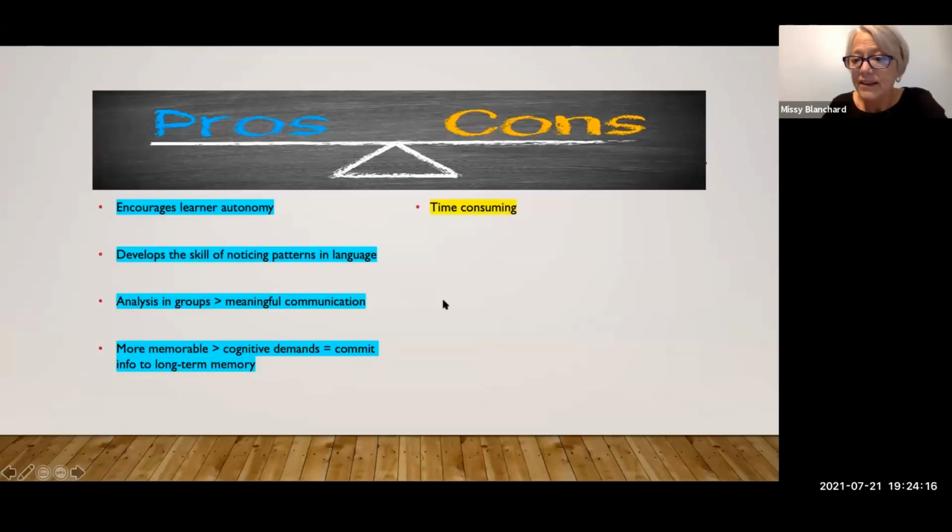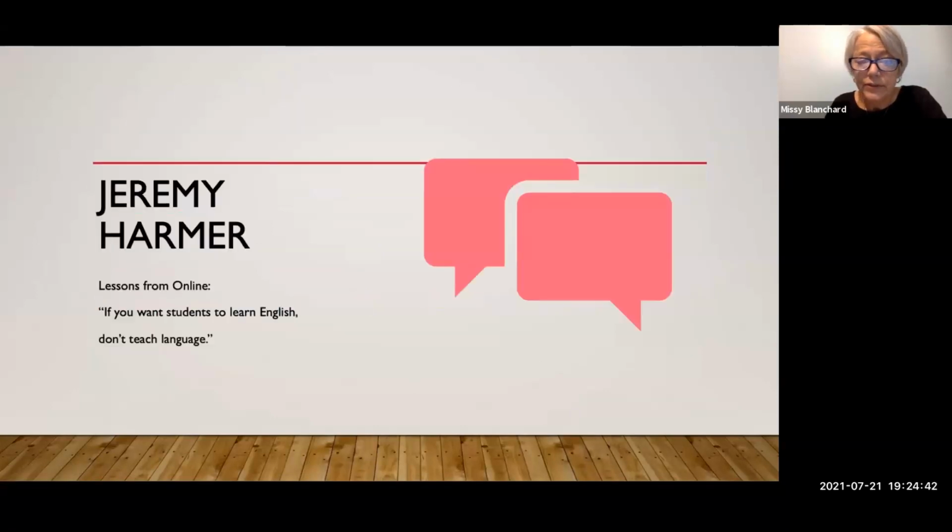The cons is that it's time consuming. So if you're going to use it, you'll need to make time for this in your lesson. Some learners don't expect this. They expect the teacher to be at the front talking, like I've been doing for the last 20 minutes. And they are used to having the information spoon-fed. So they have to kind of be eased into this. And it sometimes does require adaptation of coursebook materials.